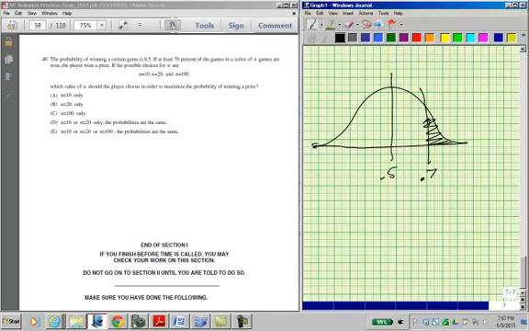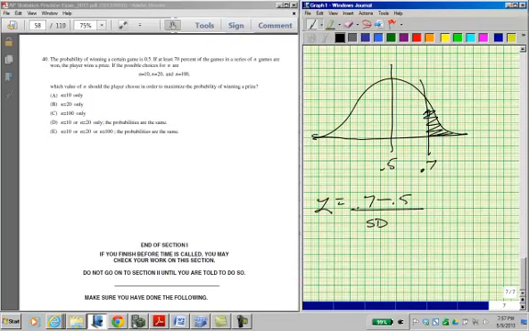So z equals 0.7 minus 0.5 divided by the standard deviation, or the standard error, whatever. Now, the smaller the z-score is, the higher this probability is, right? If it was just one z-score, it would be 16%. If it was two z-scores, it would be 2.5%. So we want the z-score to be as small as possible, which means we want the standard deviation to be as big as possible. The bigger the standard deviation, the smaller the z-score.